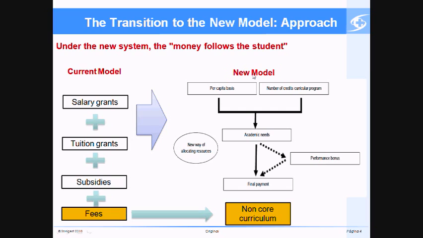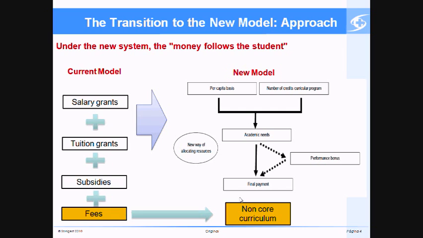In the new model, we're going to be financing schools on a per student basis based on a number of credits of curriculum that they take at a particular school. That is what goes into the academic needs of the student, and we are also factoring a performance bonus to encourage quality and efficiency, and together that will give us our final payment.